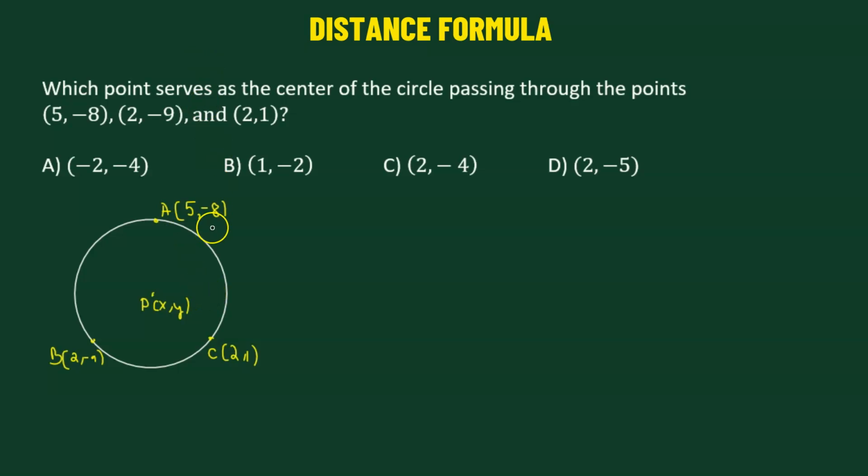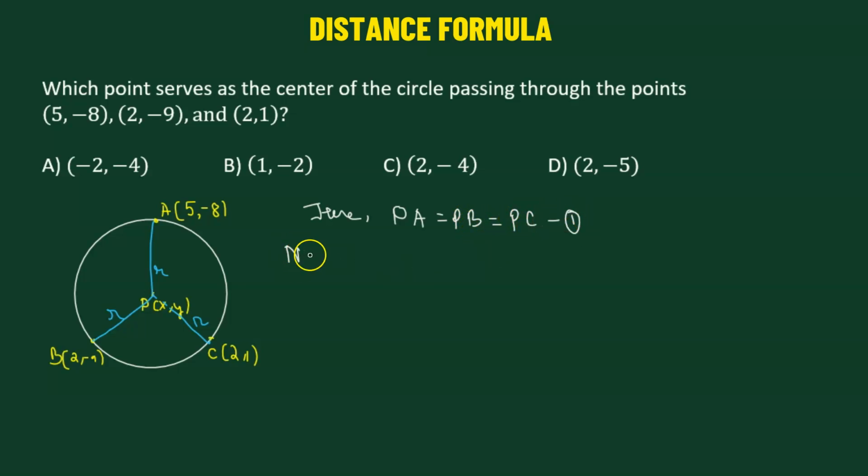For this, we'll perform a construction here. All we have to do is join point P and A, point P and B, and we also join point P and C. So that's going to serve as the radius of the circle, and since the radii are equal in length, we can say that the length PA will be equal to PB, and that will be equal to PC as well.